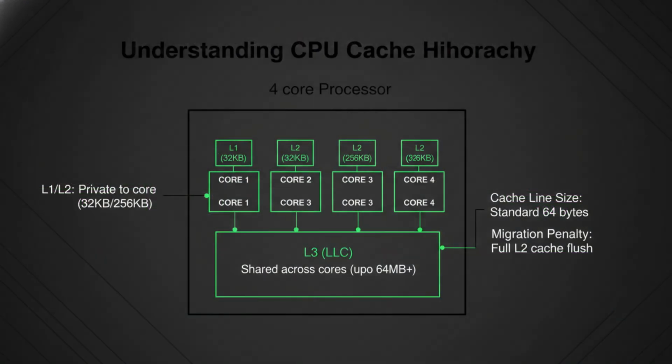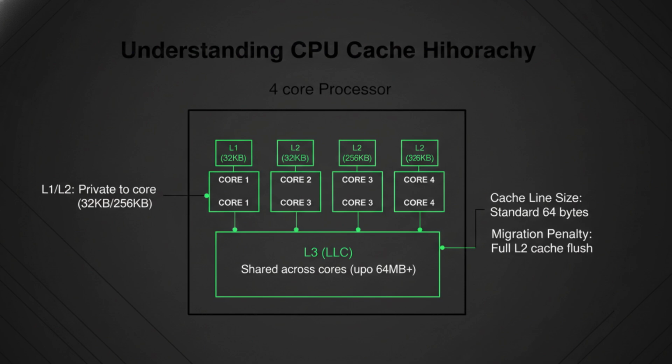To optimize scheduling, we must respect the physical hierarchy of the modern processor. Most server-grade CPUs utilize a three-tier cache system. L1 and L2 are typically private to each core, while L3, or the last-level cache, is shared across a cluster of cores. If our scheduler is cache oblivious, it might migrate a high-priority thread from core 0 to core 8, effectively flushing the 256 kilobyte L2 cache and forcing a reload from L3 or RAM.